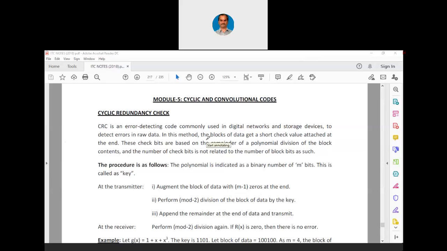See, in this method, the blocks of data get a short check value attached at the end. That means when the raw data is being transmitted, at that instance itself, additional bits are attached to the data based on a particular polynomial, the generator polynomial. Now these check bits are based on the remainder of a polynomial division of the block contents. And the number of check bits is not related to the number of block bits as such.